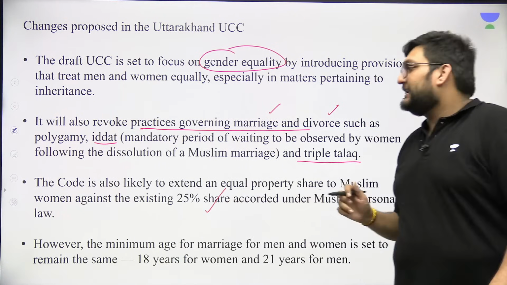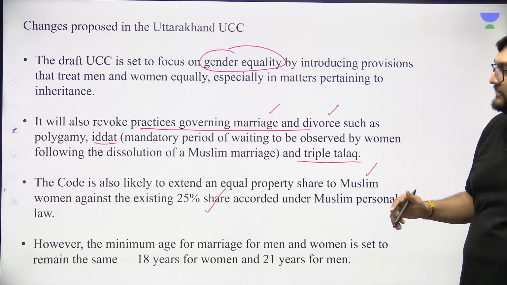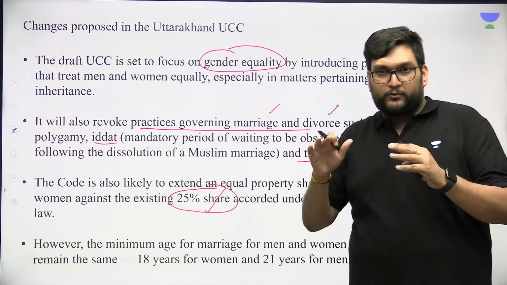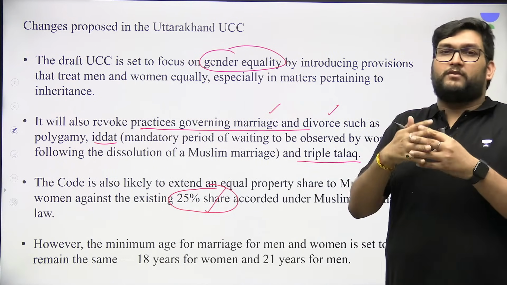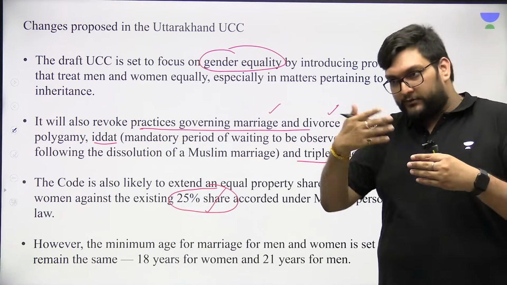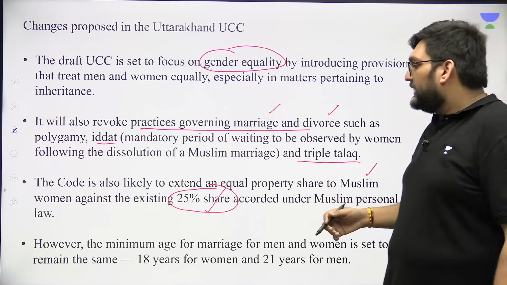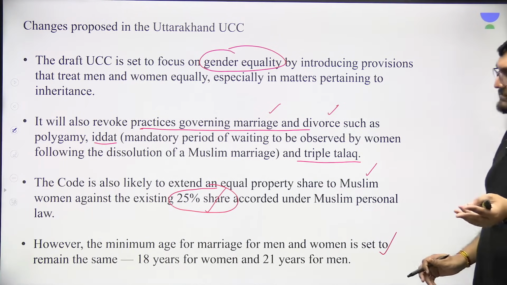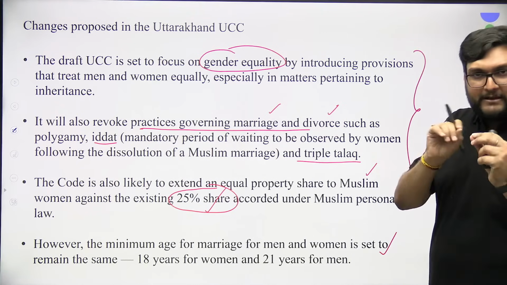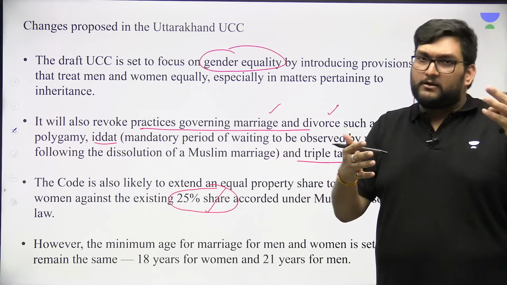They will also change the inheritance law within Muslim law itself, where only 25% of share was given, in order to bring it up to what we call as the central laws, which basically at least equal share should go to the daughter and to the son. And they are not changing the minimum age of marriage, but basically it's about marriage and divorce. Fundamentals are being changed both in Hindu and Muslim law.